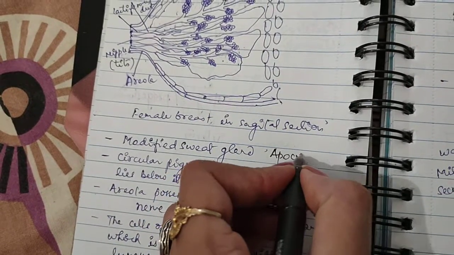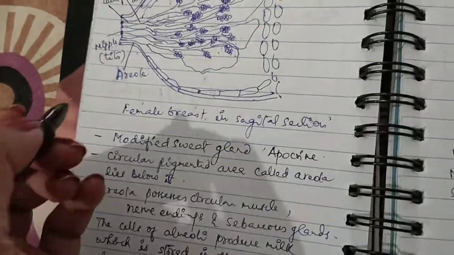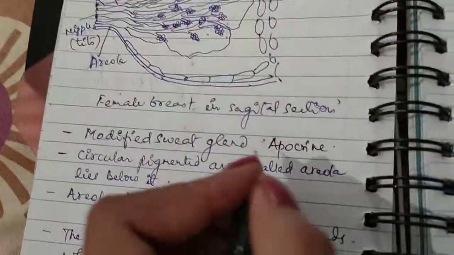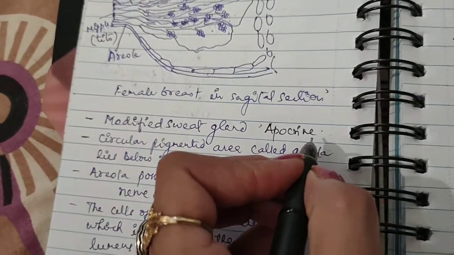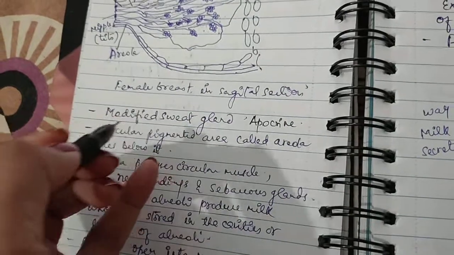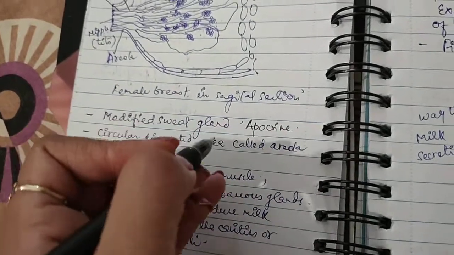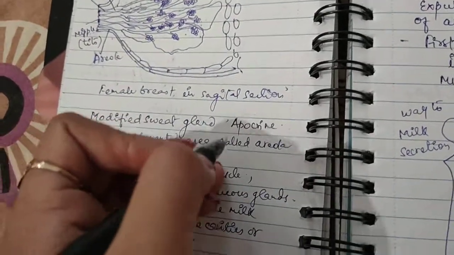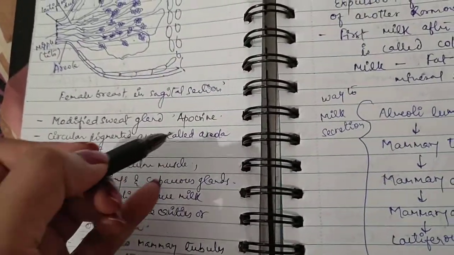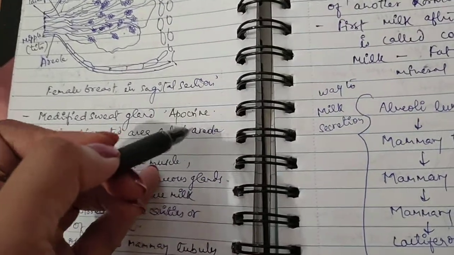and these modified sweat glands, which I told you are actually apocrine glands, are androgen sensitive. These apocrine glands are androgen sensitive, meaning androgens stimulate their properties. Androgens are hormones secreted by the ovaries that can stimulate their properties.